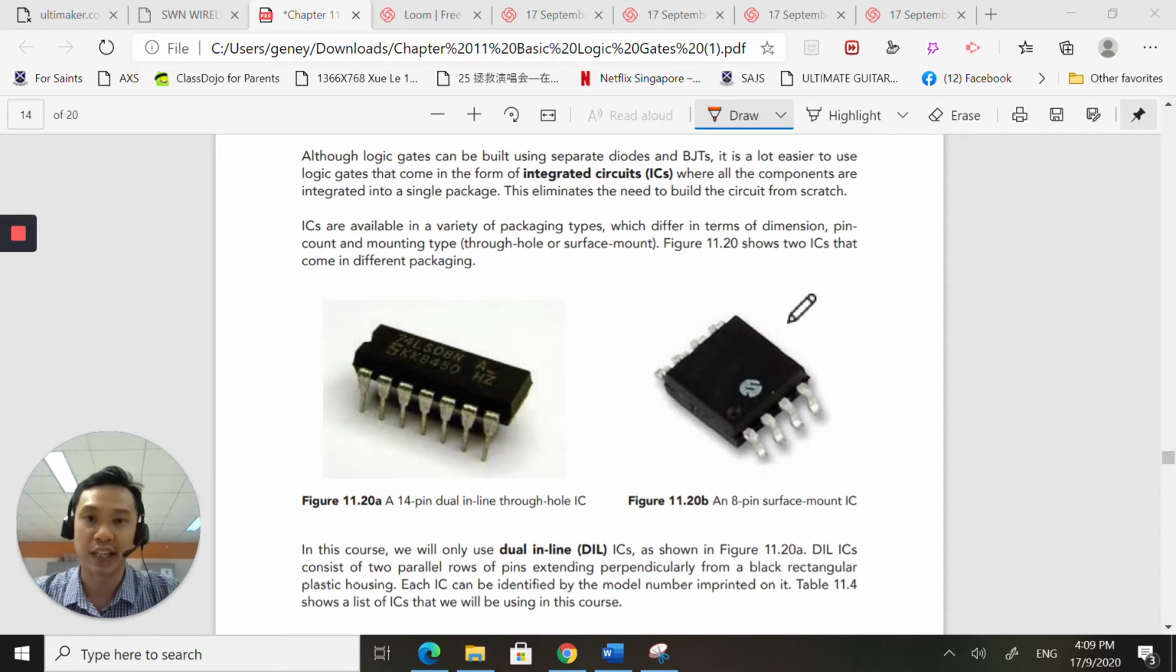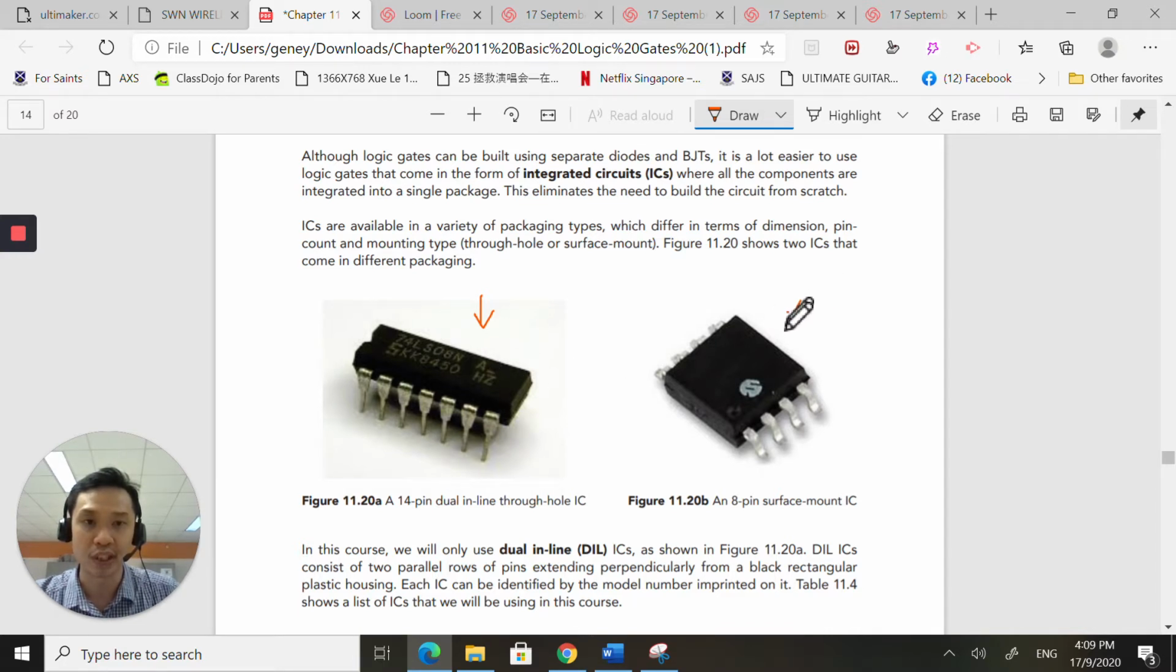So logic gates exist on something called IC chips. Yeah, so this is a picture of an IC chip. The one that we are going to work on is this one. This is a dual inline DIL IC chip. IC stands for integrated circuits. Yeah, so all the components are on one chip.